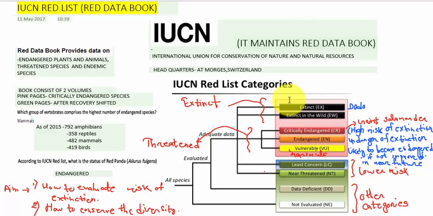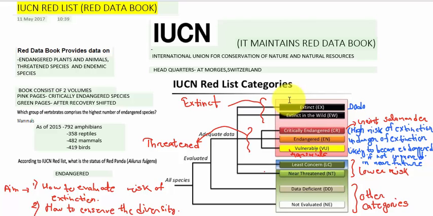Next is least concern. Least concern means the taxon is not in a threatened category. It is widespread and abundant. The next is near threatened. Near threatened means the taxon is not in a threatened category but is likely to move into a threatened category in the near future. That means it does not come under the category of endangered, critically endangered or vulnerable, but it is supposed to move into a threatened category in the near future.